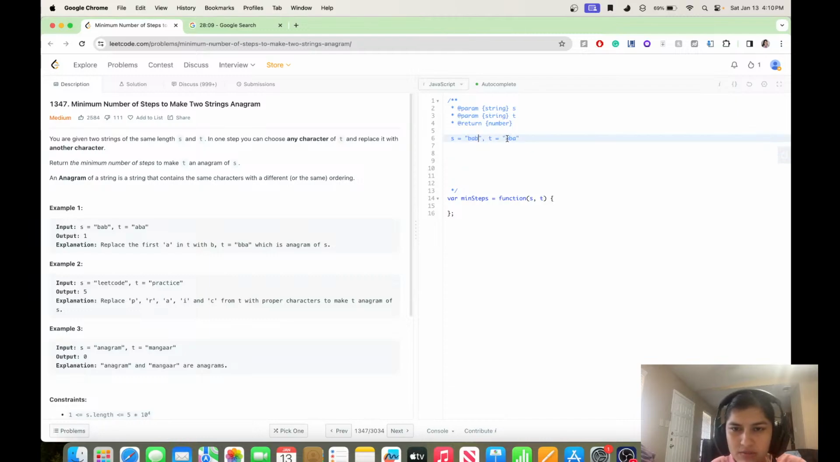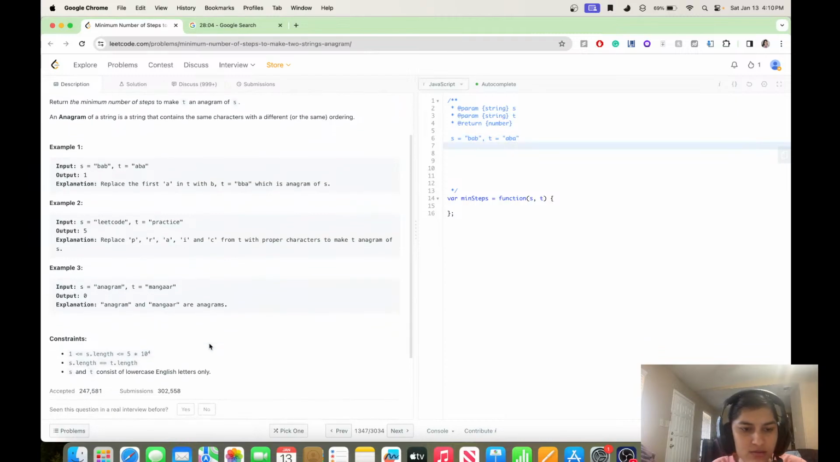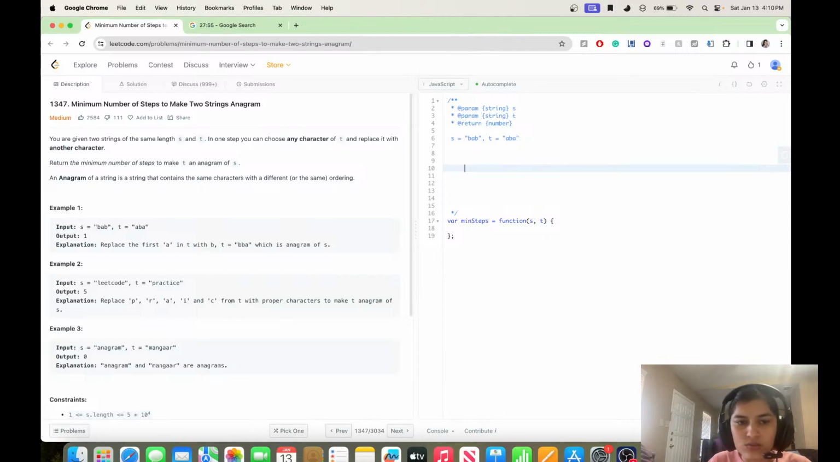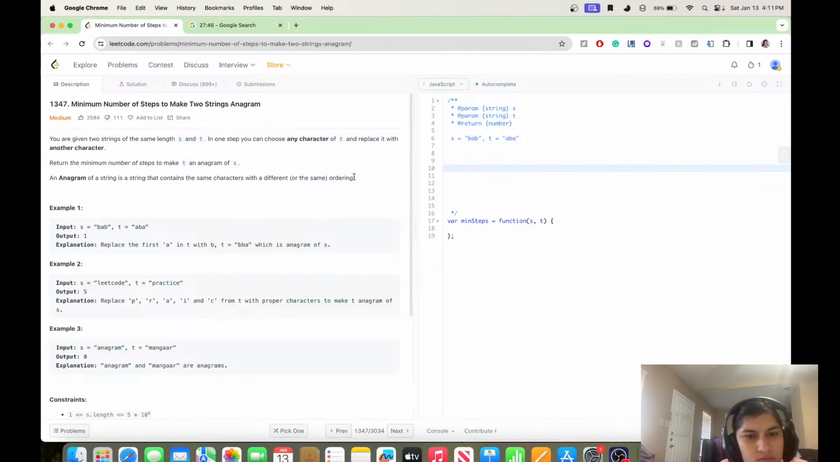First of all, there might not even be a valid anagram at all. So what if it is a b c and another one is d a b? Then we can see that it is not a valid anagram at all. So I guess we should return 0. The number of minimum steps to make t an anagram of s. I think I understood the question wrong. An anagram of a string is a string that contains.